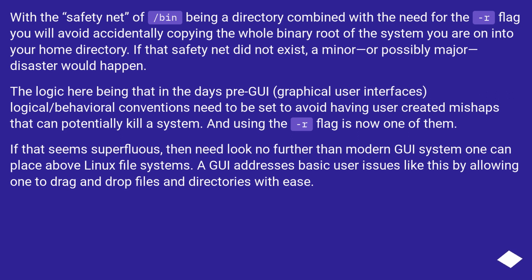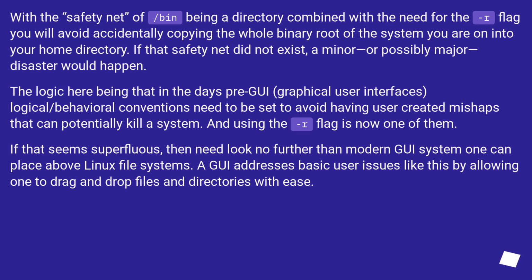With the safety net of /bin being a directory combined with the need for the R flag, you will avoid accidentally copying the whole binary root of the system you are on into your home directory. If that safety net did not exist, a minor, or possibly major, disaster would happen. The logic here being that in the days pre-GUI, graphical user interfaces, logical/behavioral conventions needed to be set to avoid user-created mishaps that can potentially kill a system. And using the R flag is now one of them.